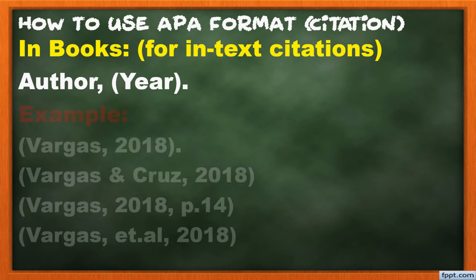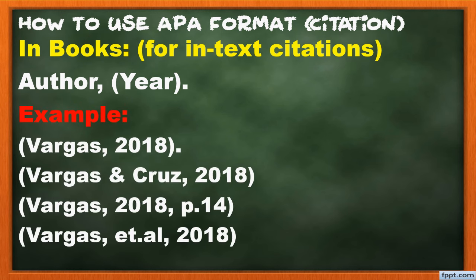So we have here examples. If, for example, there is only one author, you will write the last name of the author and then the year. Or if there are two authors, write the last names of the two authors and then the year. And if you would like to be specific, you may write the last name of the author, the year, and then the page number where the information was taken.